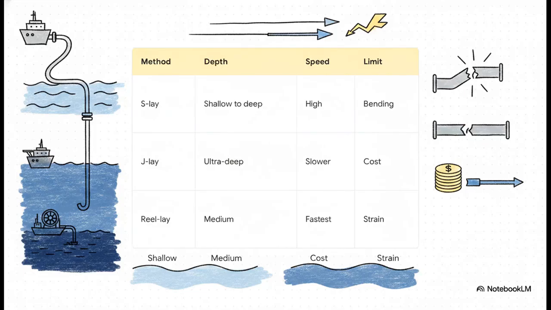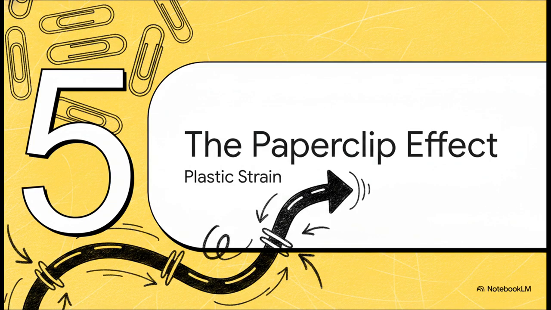So, looking at our subsea toolbox side by side, it's clear how physics and depth dictate the right vessel. S-lay is your high-speed, shallow-to-deep option, limited by bending stress. J-lay is ultra-deep water, trading speed and cost for safety. And reel-lay gives you lightning-fast offshore installation for medium depths, but only if your pipe is small enough to handle being spooled. And that specific limitation on relay brings us to something really fascinating. Let's talk about the paperclip effect.